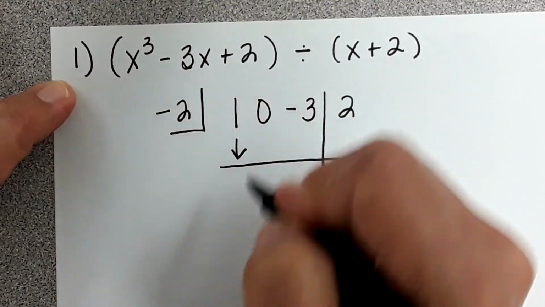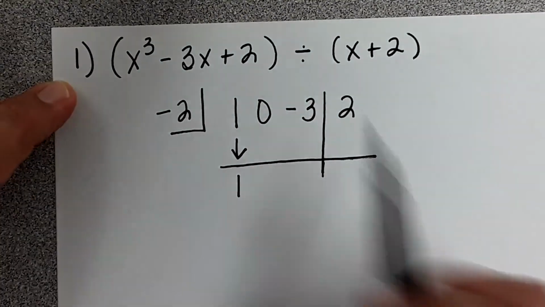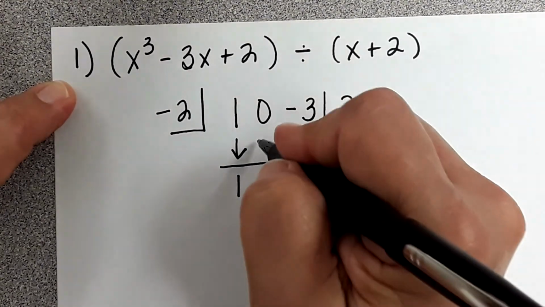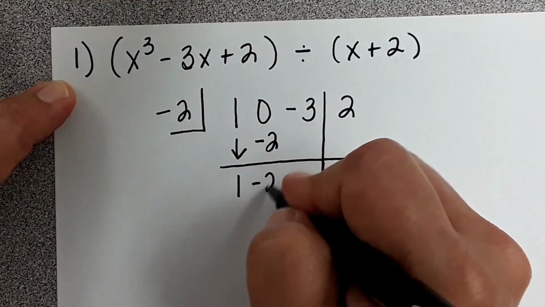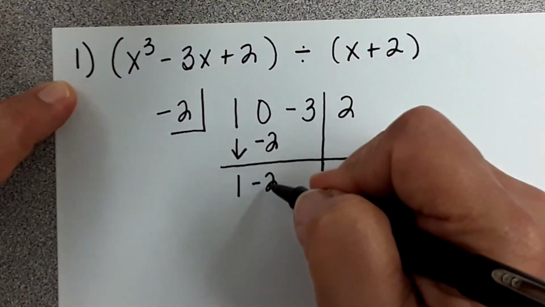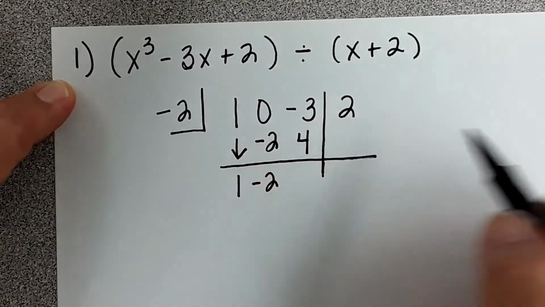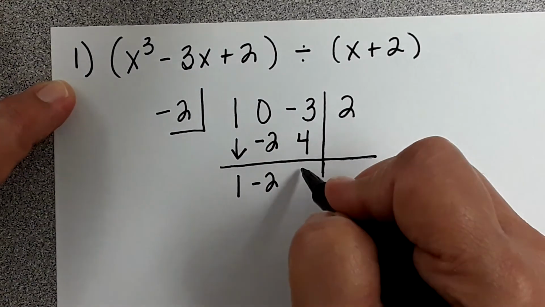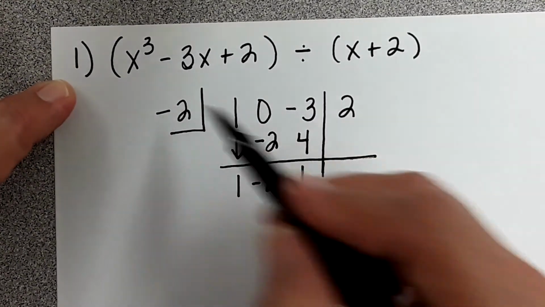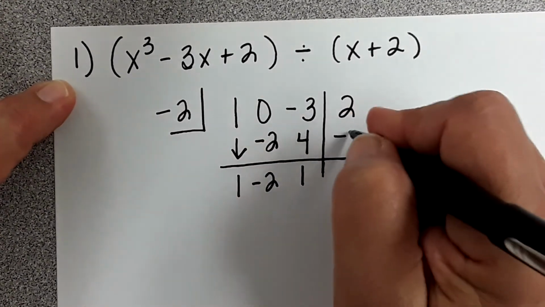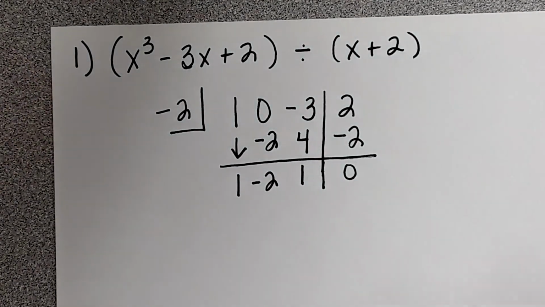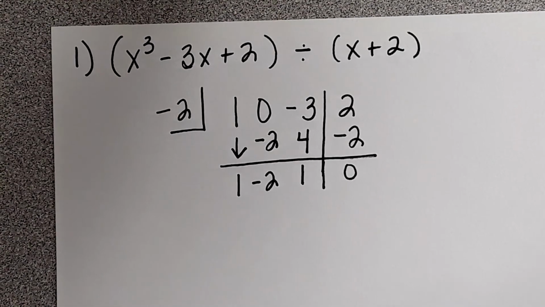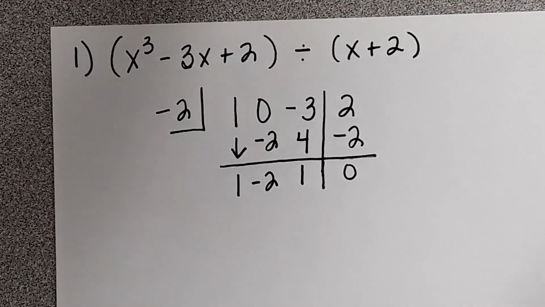We're going to bring this down, which is 1, or maybe 5.3. Negative 2 times 1 is negative 2. 0 plus negative 2 is negative 2. Negative 2 times negative 2 is positive 4. Negative 3 plus 4 is positive 1. Negative 2 times 1 is negative 2, and we have a remainder of 0, which ultimately is what we really want, okay?